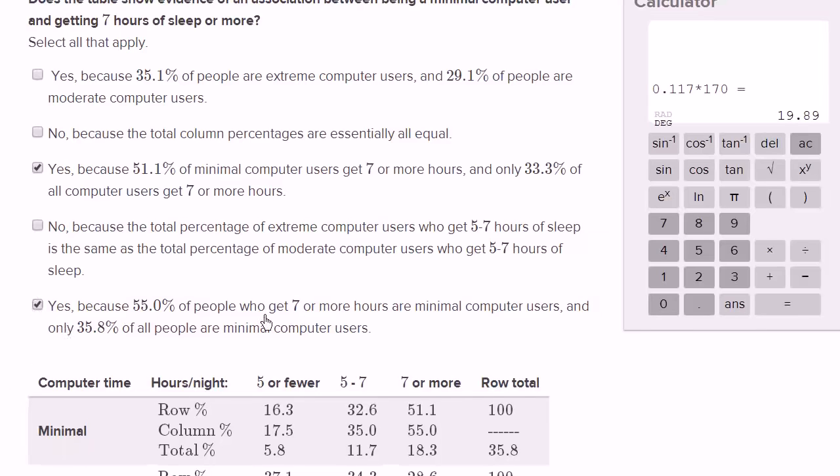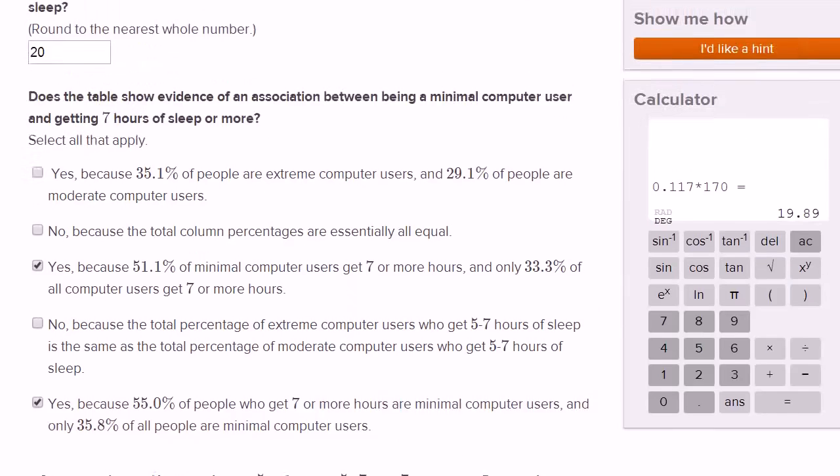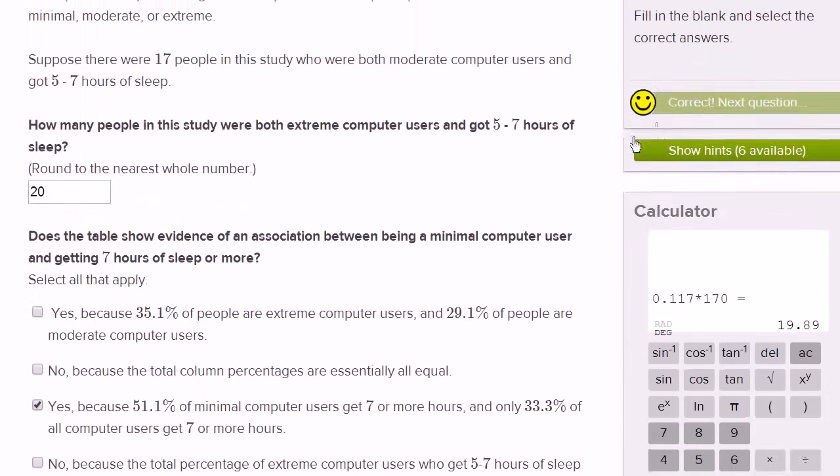So here we looked at the percentage of minimal computer users who get 7 hours of sleep, and we saw that percentage is higher than for the whole population. Here we're looking at the people who get 7 or more hours of sleep, and we're saying, wow, 55% of them are minimal computer users, even though only 35% of all the people are minimal computer users. So I would go with both of these. And so let us check our answer, and we got it right.